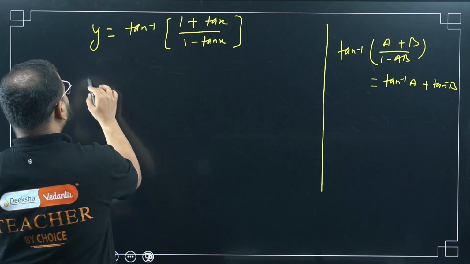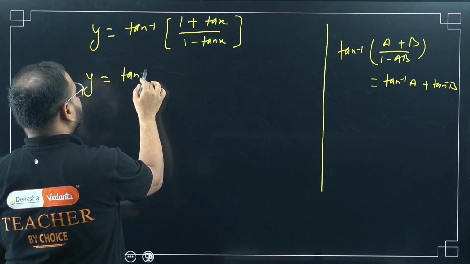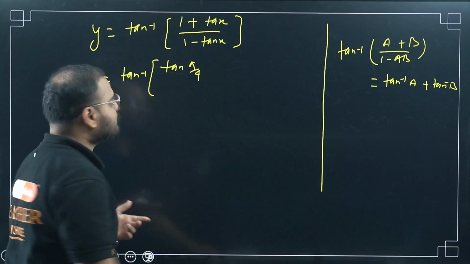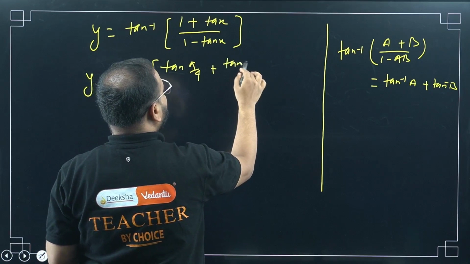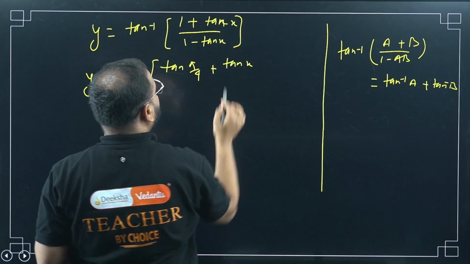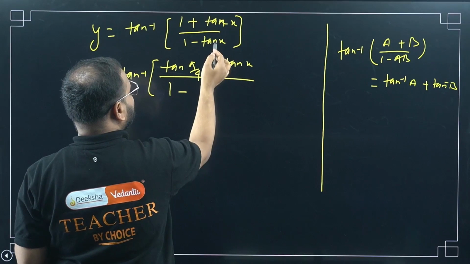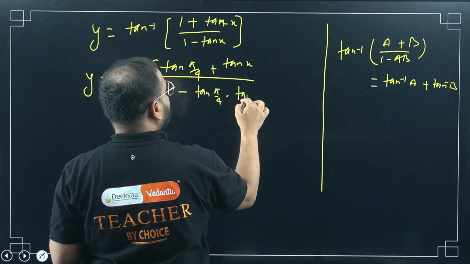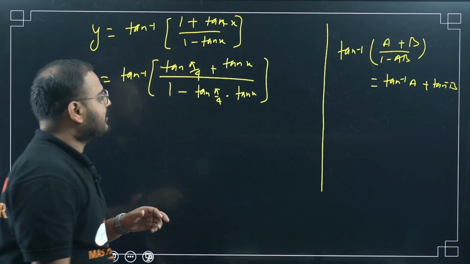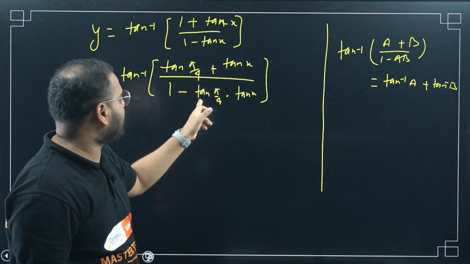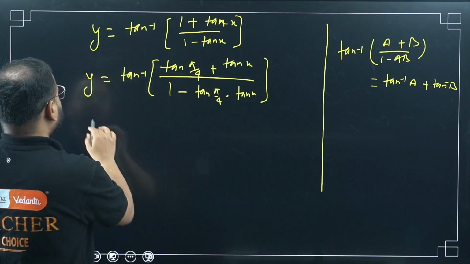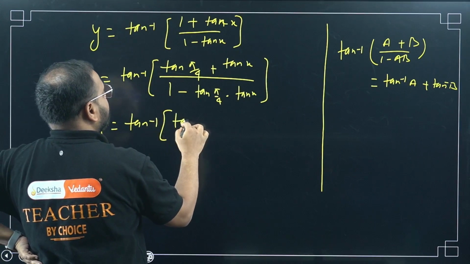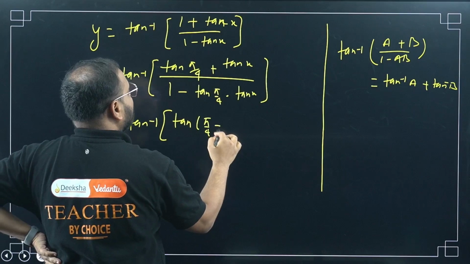We don't have that, but I can write this 1 as tan of pi by 4. Now see how the question will change. Tan inverse, write this as tan of pi by 4. Tan 45 is 1, plus tan of x, upon I can write this as tan pi by 4 times tan of x. Please understand this. I can multiply 1 to it, and 1 can be written as tan pi by 4. So this expression will become tan of pi by 4 plus x.